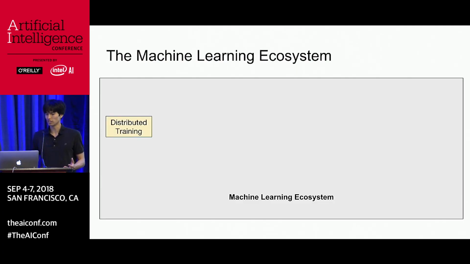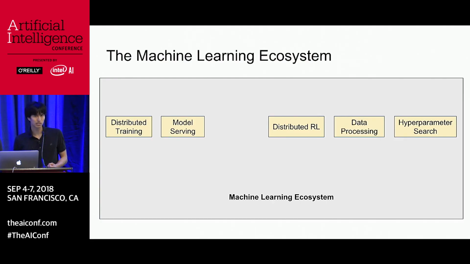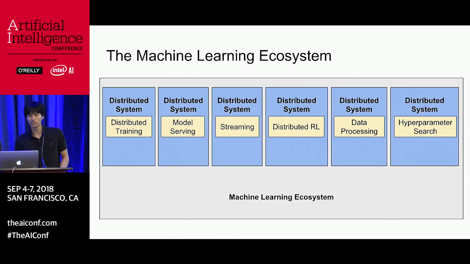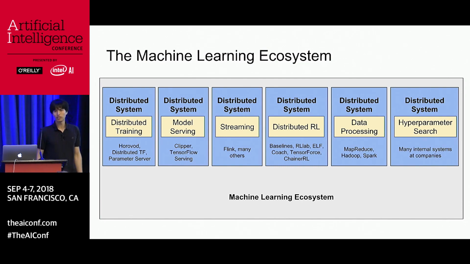To say a bit about what the existing machine learning ecosystem is, you have a lot of different standard components. We talked about distributed training and reinforcement learning. Model serving is very important. Hyperparameter search is something that you often do. Data processing and streaming are examples of things that people do in the machine learning ecosystem today. However, currently, all of these components are standalone distributed systems. So you have things like Horovod for distributed training, Spark, MapReduce, Hadoop for data processing, and services like Google Vizier for hyperparameter search. This is what people are building today.